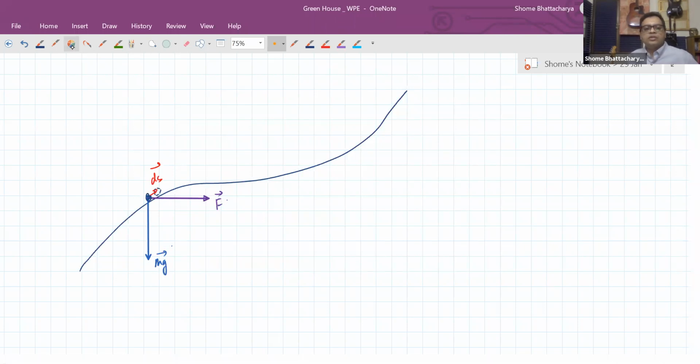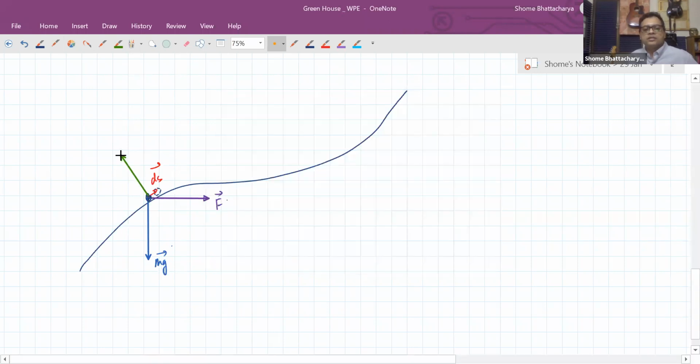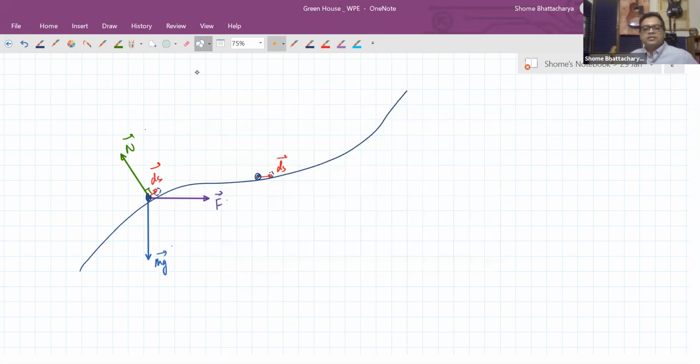And then there is the normal contact force that the surface is applying on it, which is like this. Now, if you were to compare this situation with any other time, let's say the particle is after some time over here, making a displacement to this point, you will see that the only thing which has changed is the normal reaction force.